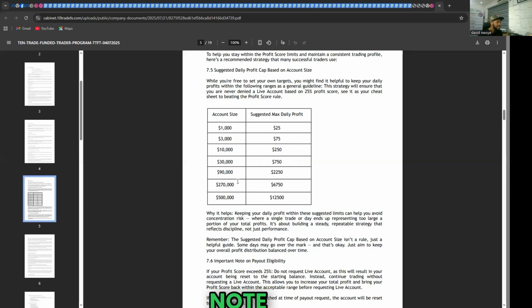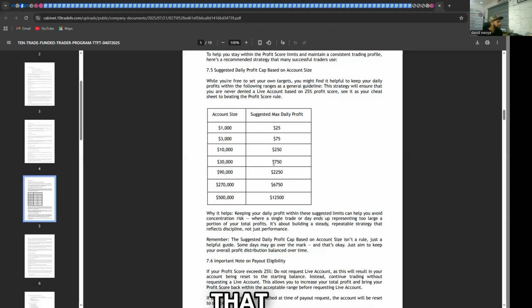Also note that if your account is in a drawdown, maybe you're trading a 10K and your account is at 9,700 or so, the 25% profit score rule does not affect it. You can use any lot size. Remember, there's no lot size rule, there's no 3 minute rule, there's no stacking rule. You can use any lot size of your choice. The simple thing is, for the account you're trading, don't make above this. It's as easy as that.